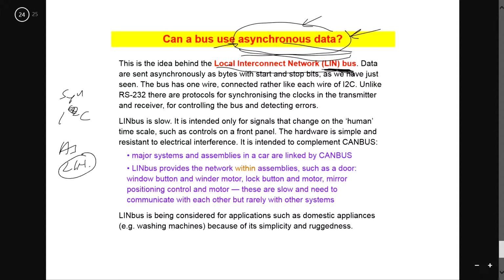But the LIN bus is a little bit slow. As mentioned over here, these devices are slow and need to communicate with each other, but rarely with other systems. So it's within its own system, but asynchronous. You're taking slow things because it's sending data at a very slow pace, I think. Just take note that the hardware is pretty simple and resistant to electrical interference, and it's intended to complement the CAN bus, where I don't know what the CAN bus is.